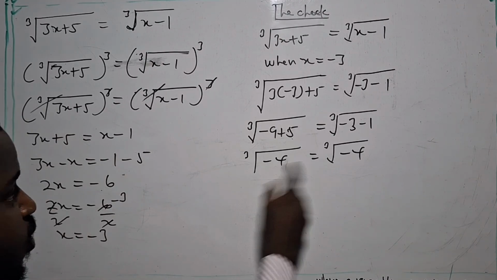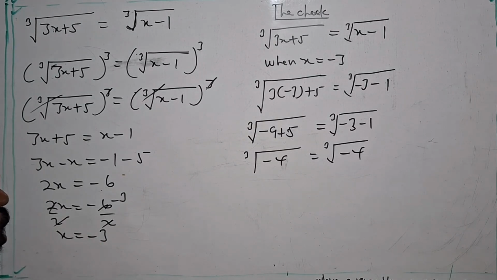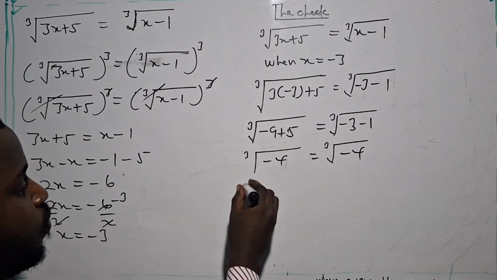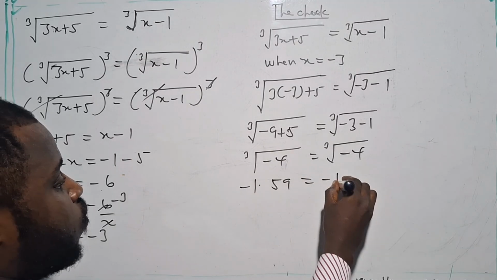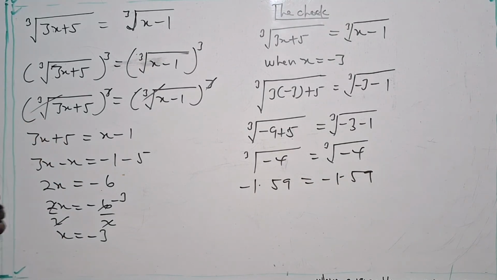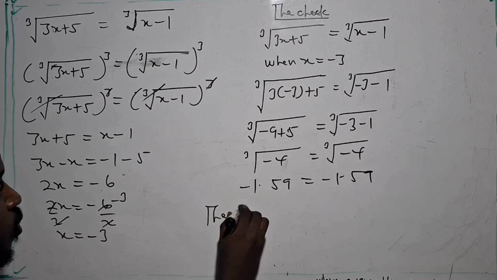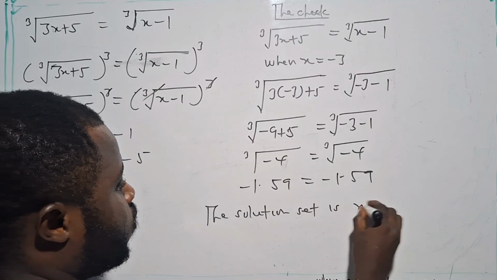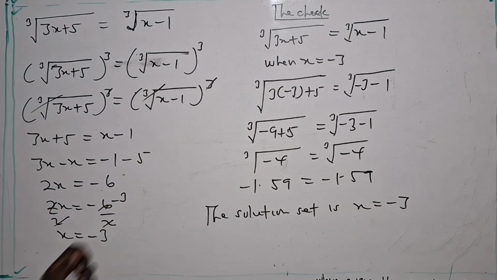So which means when reaching here they are the same, or if you want to leave them in decimal, you get negative 1.58, or negative 1.59, which still makes them the same. So the solution set is x is equal to negative 3. So they are the same.